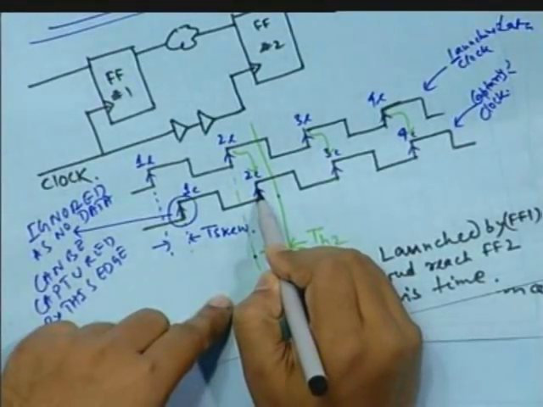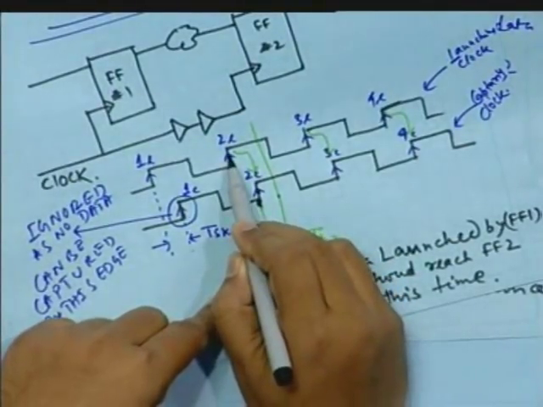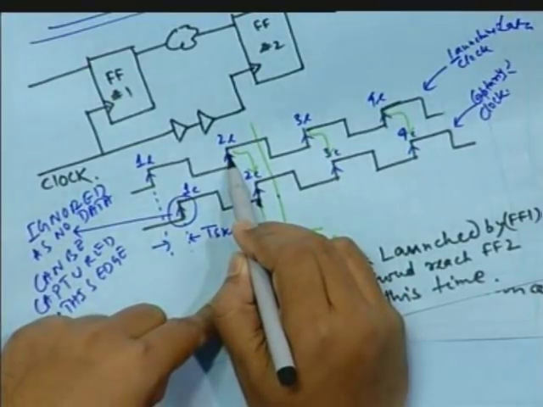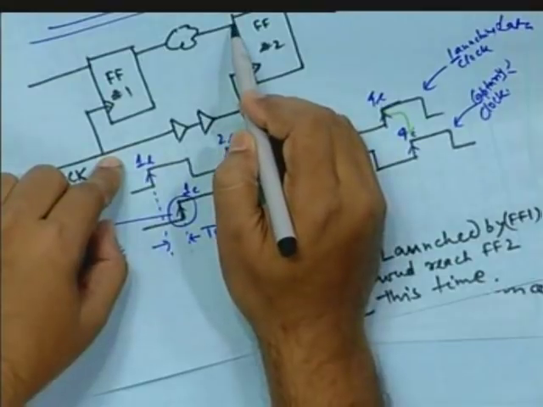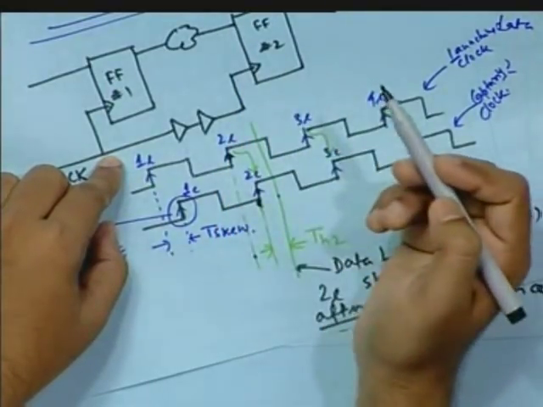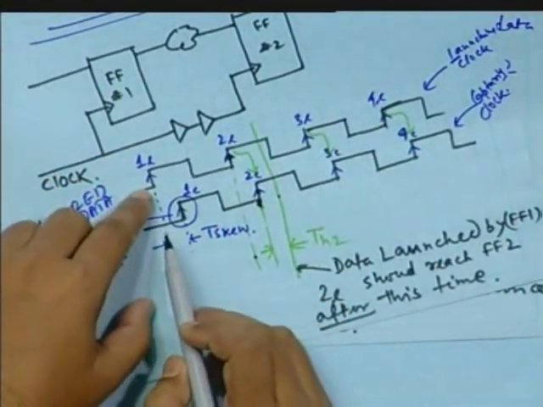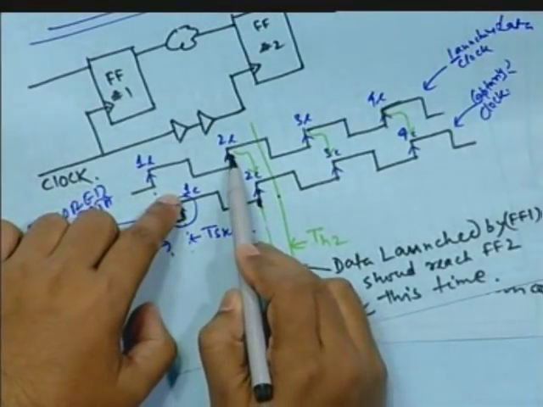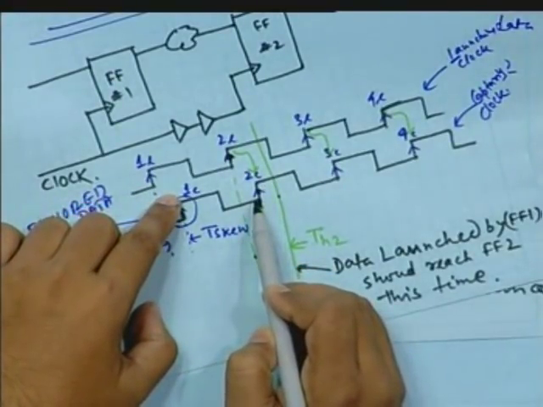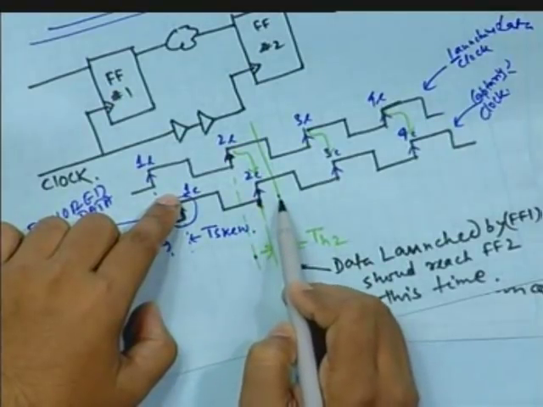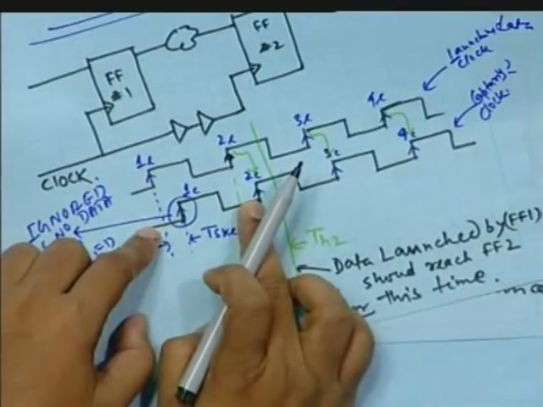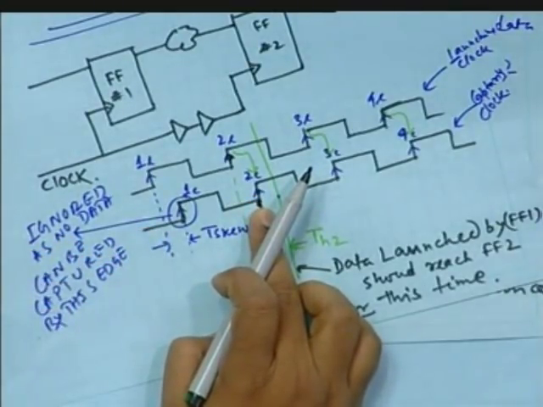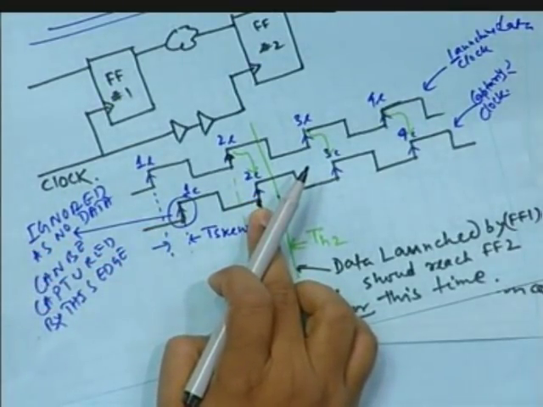TCQ1, when you are capturing the first data here itself, the second data has been already launched, right? So TCQ1, this has been launched. How long does it take to reach here? It is launching here, right? TCQ1 plus TG, right? And if this Q is 0, this would have been here, right? It will help you to meet the hold equation.